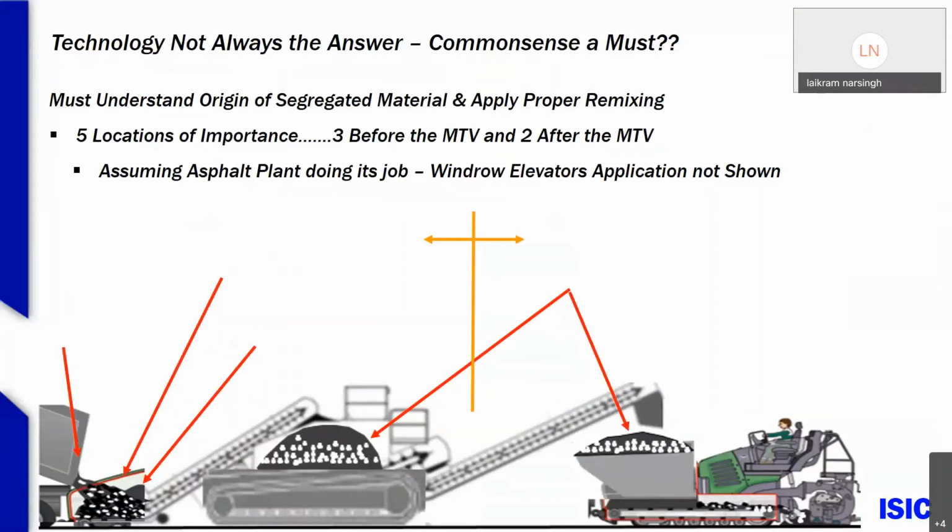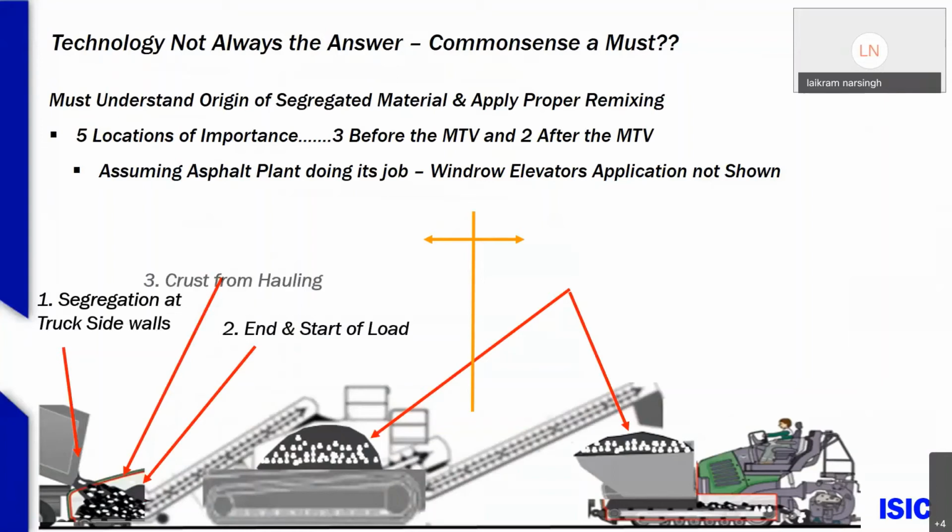If a material is prone to segregation, you will find all the larger stones rolled to the sidewall of the truck. So that's the first form of segregation we have to remix. The second form of segregation is, as we mentioned earlier, your end of load and start of load segregation. The third form of segregation we have to remix is crust from hauling. Cold material, the truck bed may not be tarped properly, so we need to remix those, assuming, of course, that the plant is doing its job. So these are all before the material transfer.